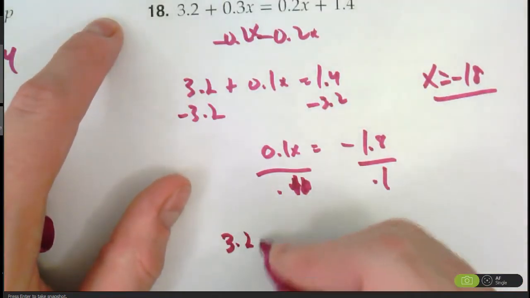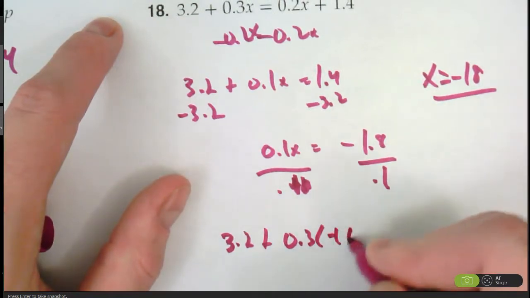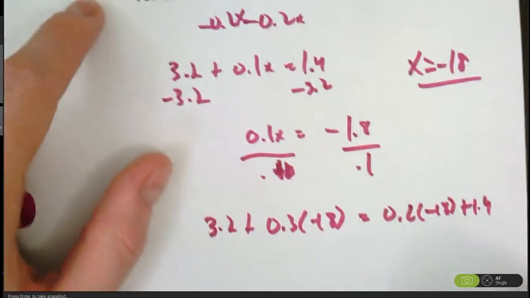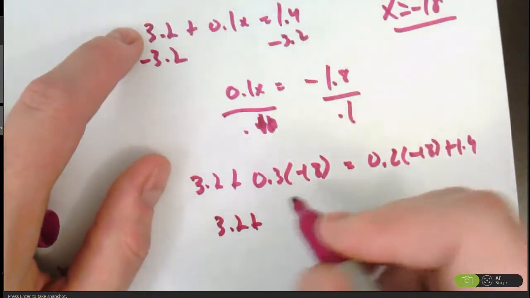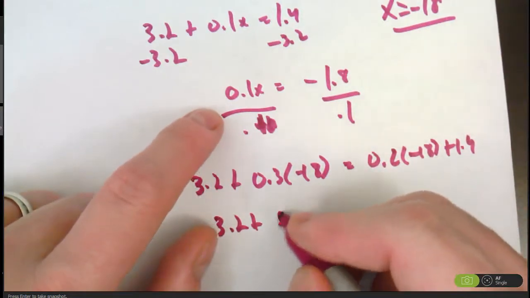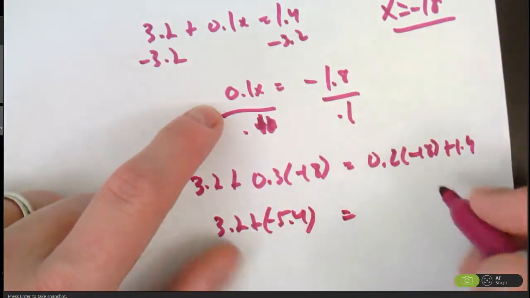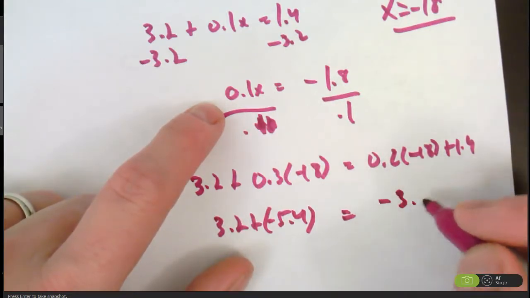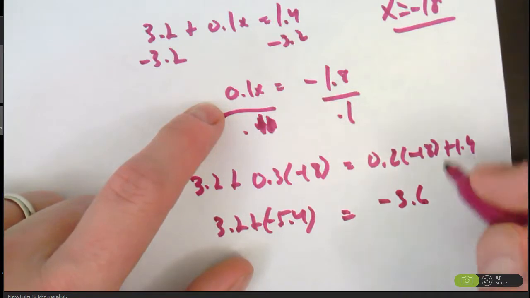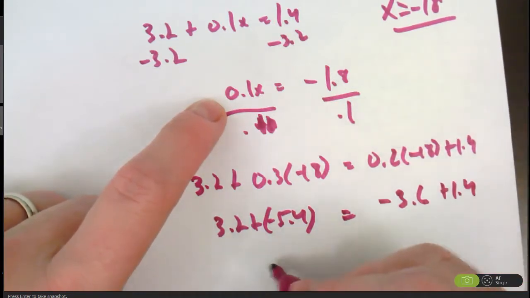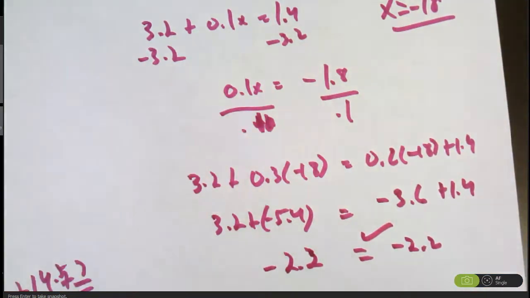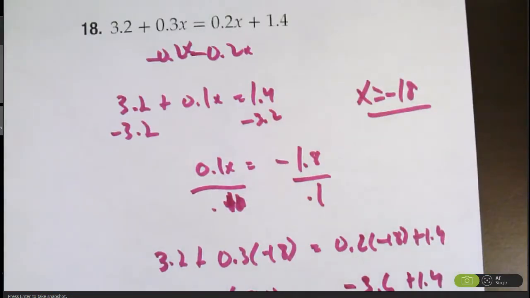So now 3.2 plus 0.3 times negative 18 equals 0.2 times negative 18 plus 1.4. I got to check to see if this works. Well, 0.3 times negative 18 is negative 5.4. And then negative 0.2 times 18 is negative 3.6. Yeah, plus 1.4. That ends up being negative 2.2. Same thing here, negative 2.2. So it checks out. So x is negative 18. Okay.